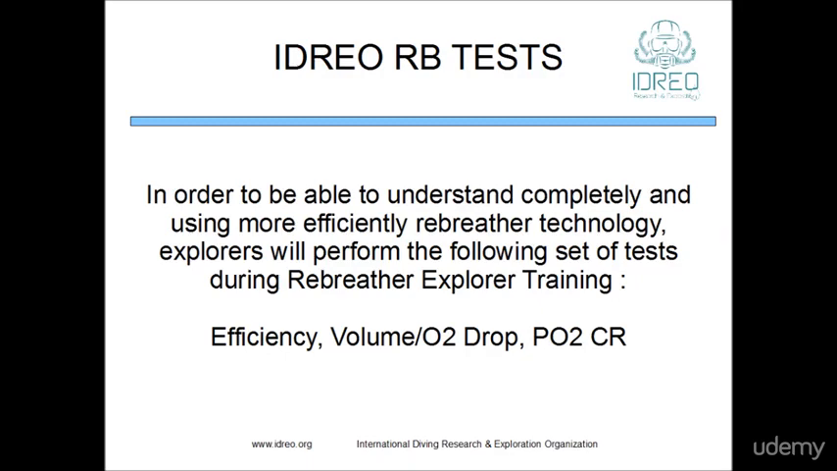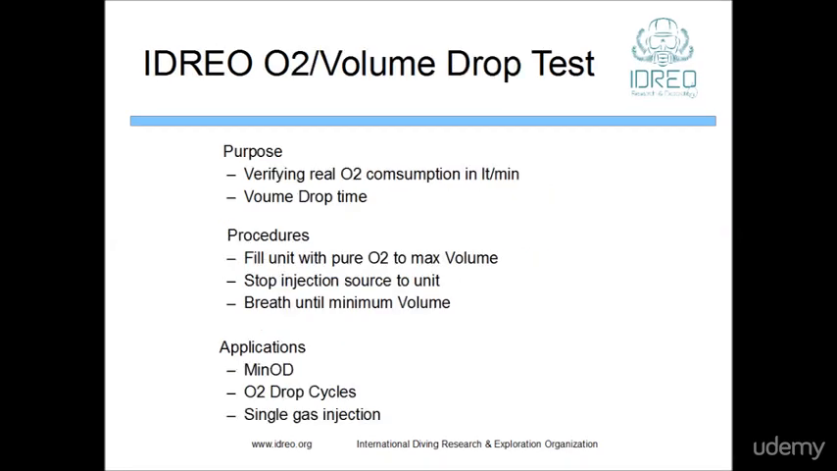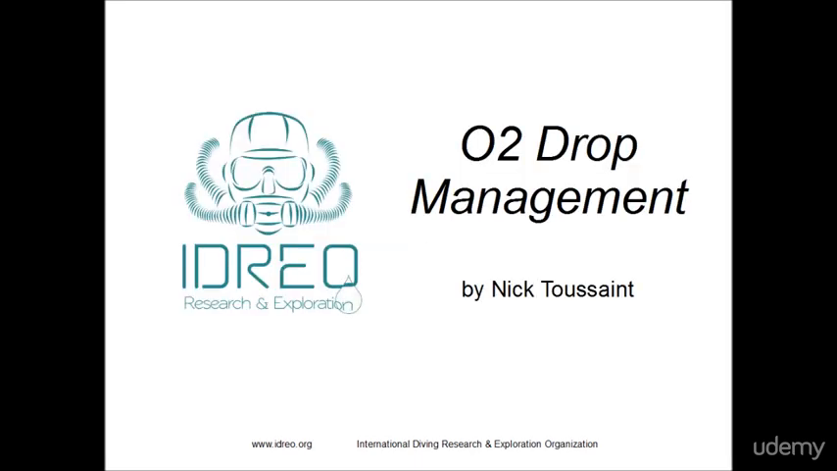In order to be able to understand completely and use rebreather technology more efficiently, explorers will perform the following set of tests during rebreather explorer training. How much efficiency you get out of your unit is key. What is your real oxygen consumption? Understand volume drop, as well as monitoring your PO2, to take advantage of the innovative gas cycles introduced by Hydrio explorers. Once these concepts are clear and fully understood, utilizing any type of unit is simple.